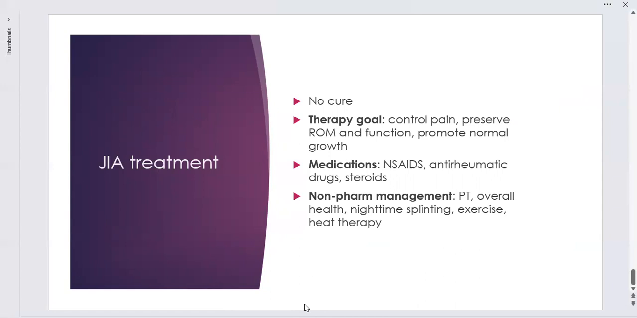So we promote normal growth. We use both active and passive range of motion as necessary. We treat with medications as necessary. We do have to be careful depending on our patient's age. We really want to focus on non-pharmacological management as well. So PT, overall health, having some type of exercise that doesn't put a lot of stress on the joints, like swimming, for example, and heat therapy in periods of exacerbation can be very helpful as well.